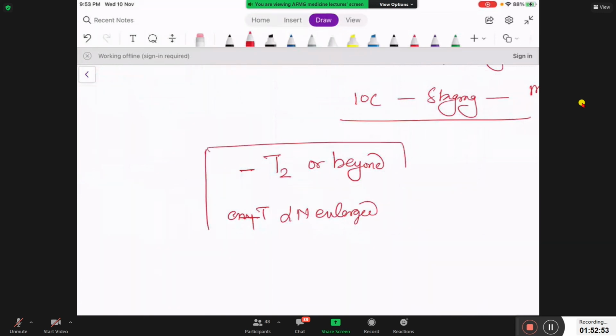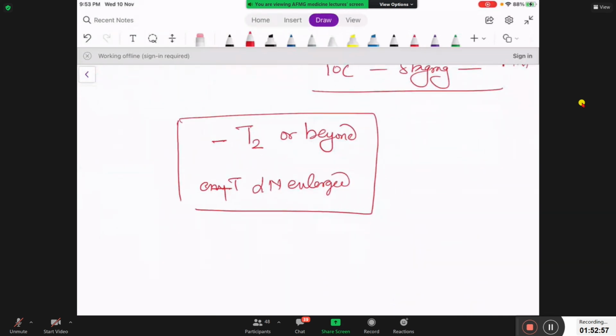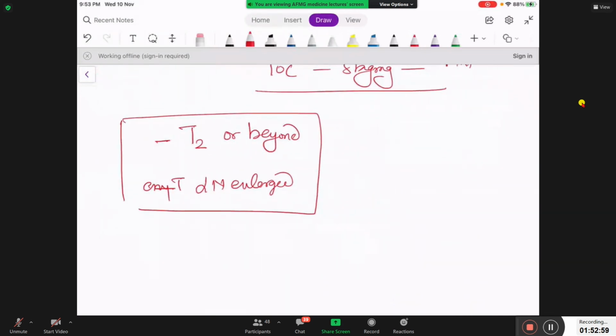In this specific type of patients, your answer is going to be neoadjuvant chemotherapy followed by radical cystectomy, means removal of the urinary bladder, followed by chemo.